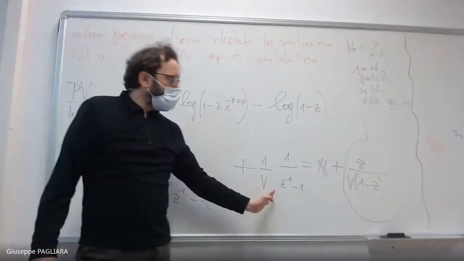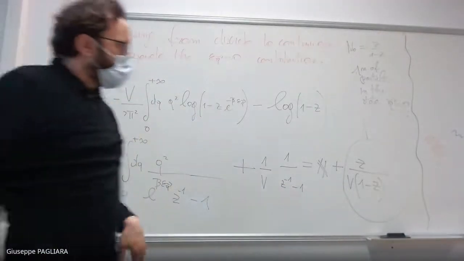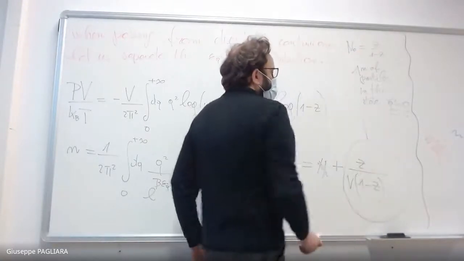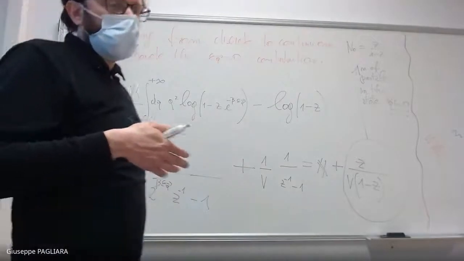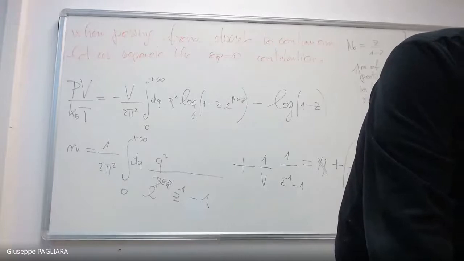And since here I have isolated the term with epsilon equal to 0, I can define a quantity n0, which is equal to z divided by 1 minus z, which is the number of particles in the ground state, so in the epsilon equal to 0 state. Okay?